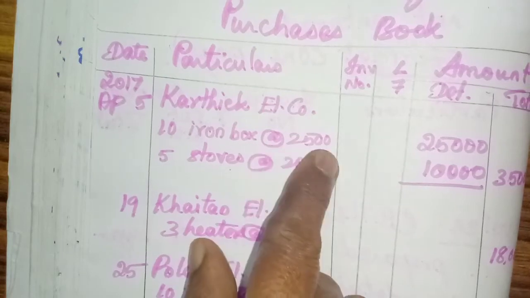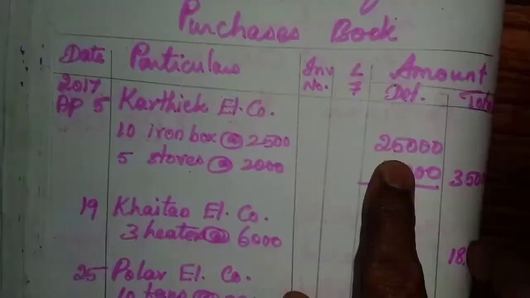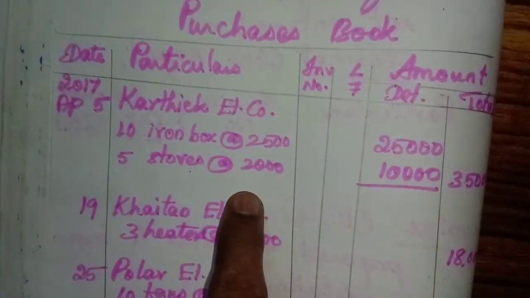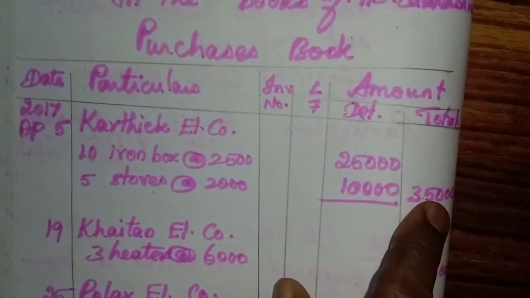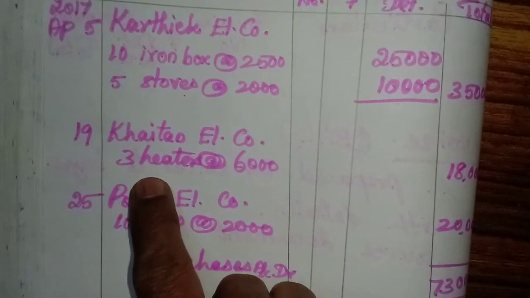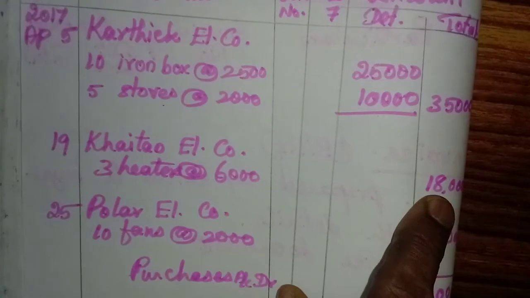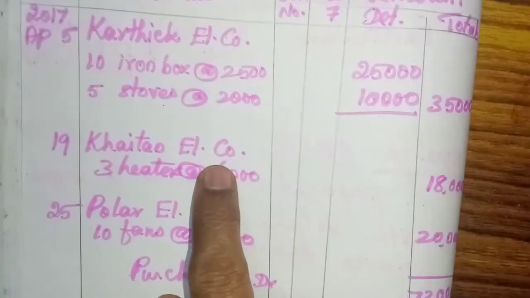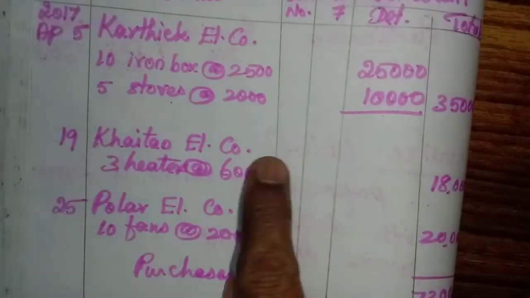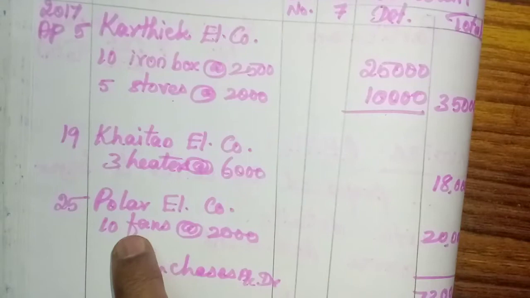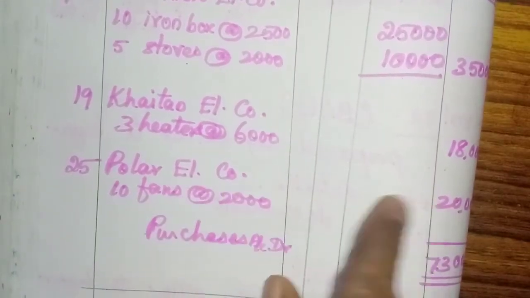10 iron boxes at the rate of rupees 2,500. How much will we get? 25,000. Then 5 stoves at the rate of 2,000, 10,000. Add and write in the outer column 35,000. Then next date 19, Kaitan Electric Company, 3 heaters at rupees 6,000, 18,000 in the outer column. If we have two or more items, then we can write in this inner column, otherwise directly write in the outer column. Then 25, Polar Electric Company, 10 fans at the rate of 2,000, 20,000.